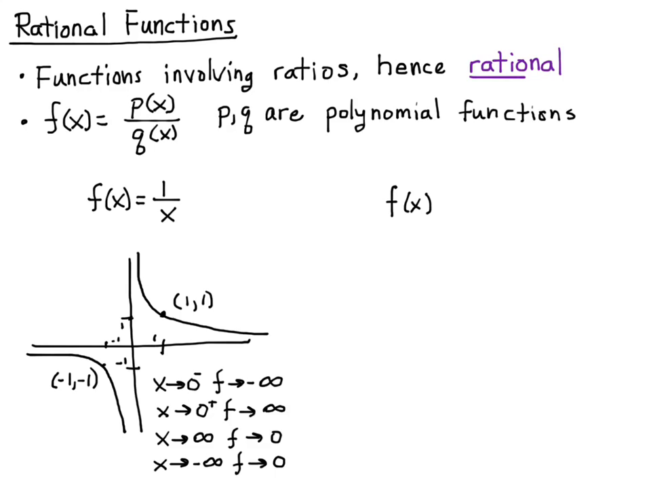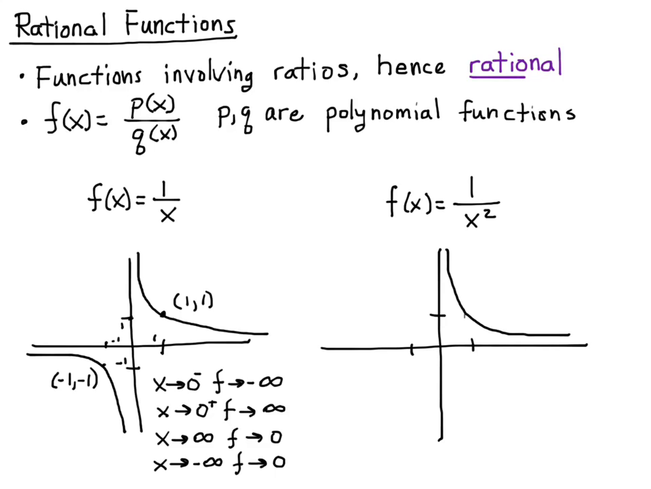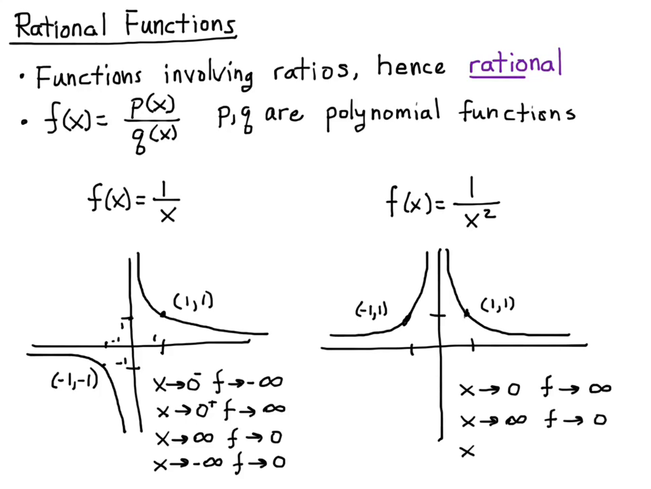So let's look at the other function that we have in our toolkit, which is 1 over x squared. And it looks very much like the 1 over x, except that the left half is now above the x-axis, not below. And so using the same kind of notation that I had before, as x goes to 0 from either direction, the function goes to infinity. And as x goes to infinity, then the function goes to 0. So as x goes to negative infinity, our function goes to 0 as well.